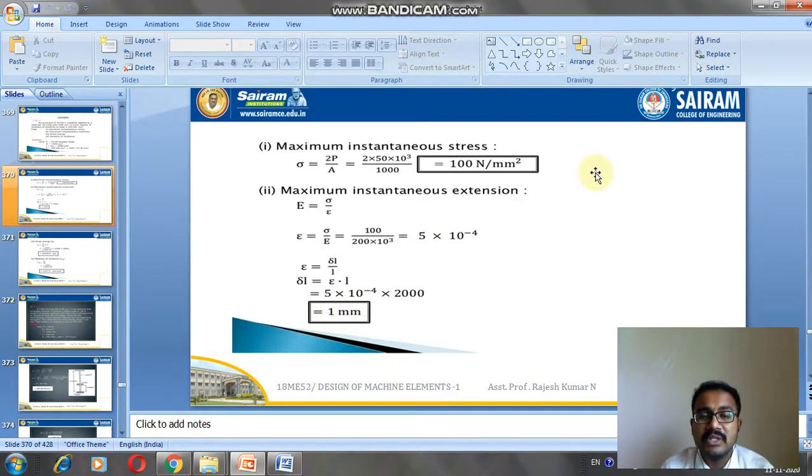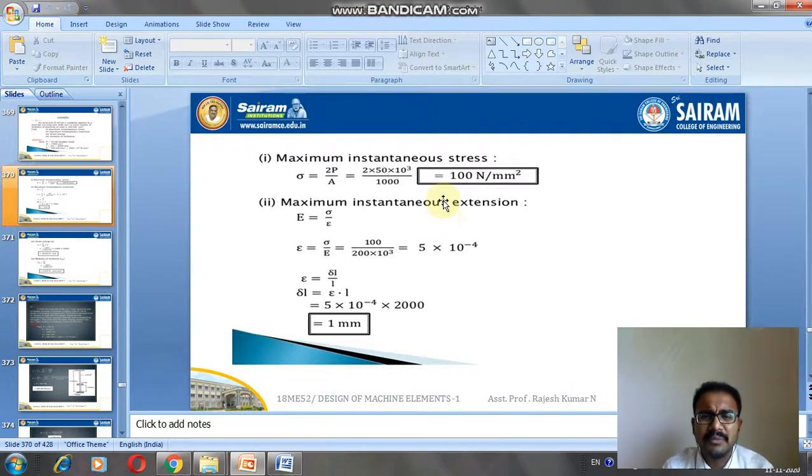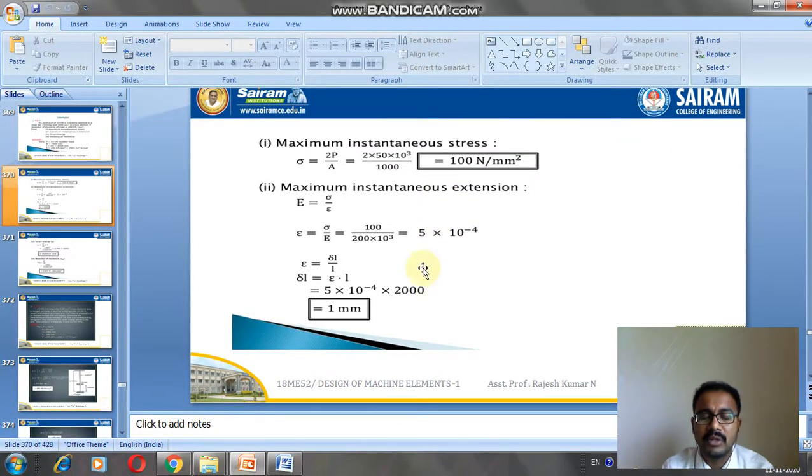Moving to the third case, what is maximum instantaneous stress? Sorry, the third one, strain energy. Strain energy is denoted as U. So formula already we discussed, and the derivation also we see in video 2. Have a look on that one. The formula to find out strain energy is nothing but sigma square divided by 2E into V. Here what does the V mean? The volume. The volume can be found out by using the area of cross section into the length of the rod.